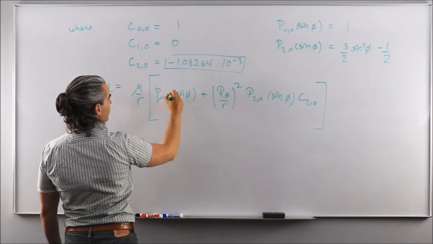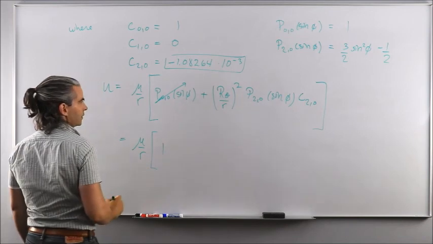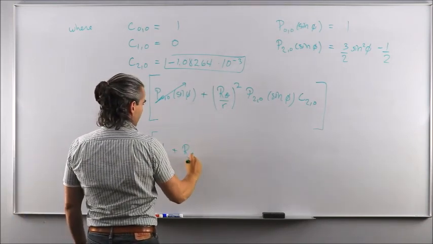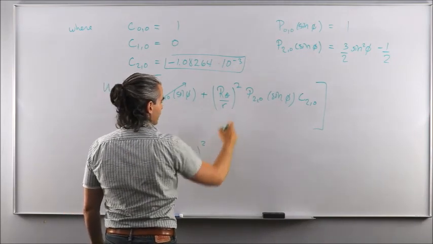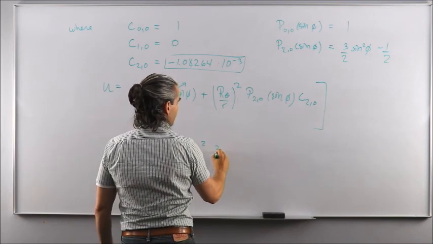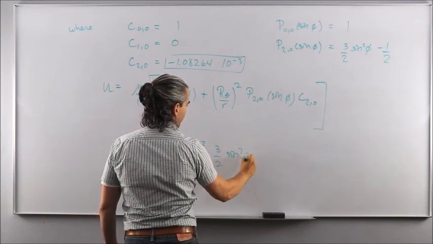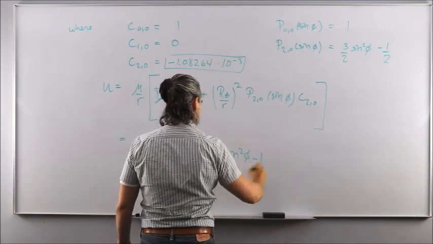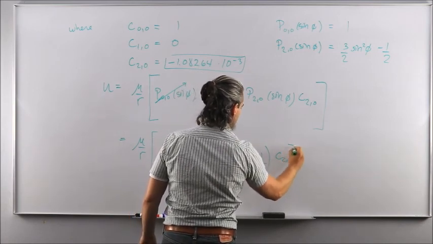This is just 1. So that works out. Plus our Earth over our distance squared times 3 over 2 sine phi squared minus 1/2, like this, times C2,0.